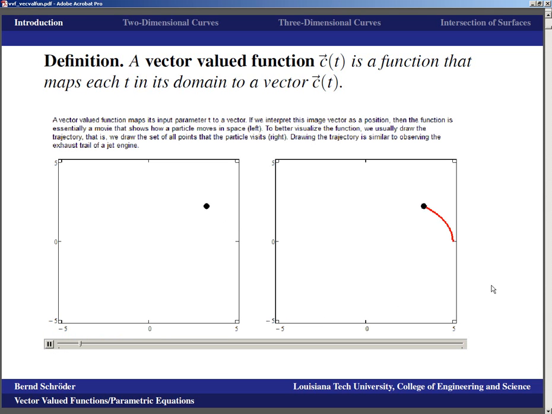There is, for example, the drawing of an ellipse, and we can see here that a vector-valued function basically at every time just gives you a position. So the vector-valued function really is a movie. The vector-valued function just traces this particle. Typically, however, what we want is a curve, we want the particle to leave a trace behind, and so typically when we talk about vector-valued functions or parametric curves, we will look at this trace also, and this trace is very similar to the exhaust that is left behind by a jet engine.